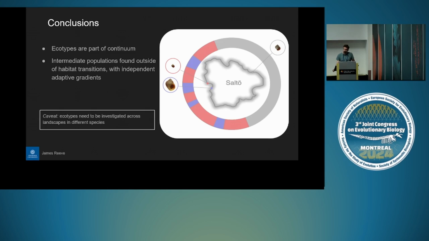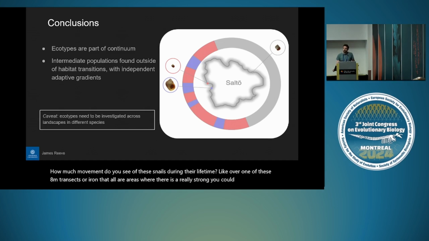How much movement do you see of these snails during their lifetime, like over one of these 8-meter transects or around the island at all? Are areas where there is a really strong ecotype difference along a transect able to move up and down that freely, or are they kind of relegated to one habitat or the other?